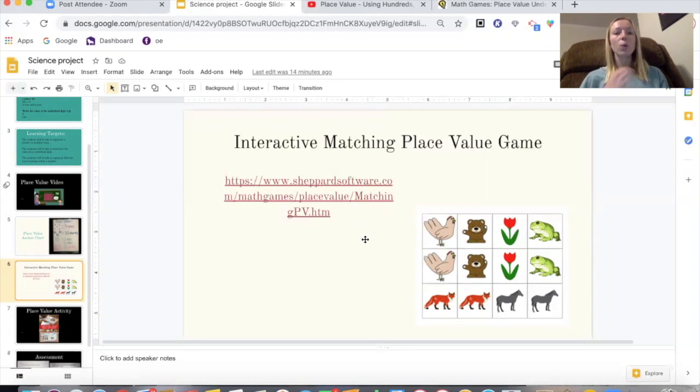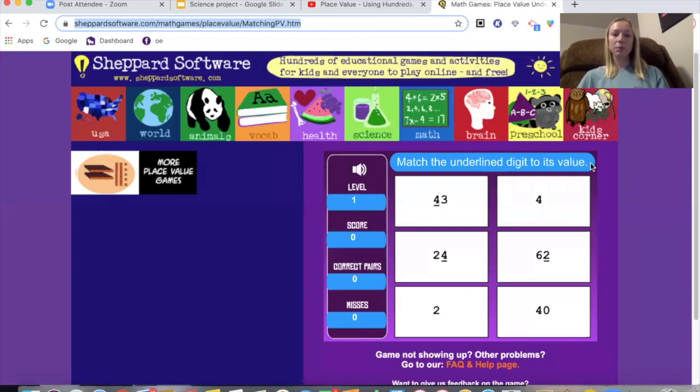shepherdsoftware.com/mathgames/place value/matching. Okay, so I already have it pulled up for us. So if y'all could all look with me right here, we're going to be looking at these white boxes. And our instructions tell us to match the underlined digit to its value.